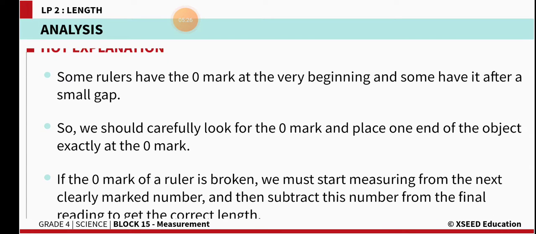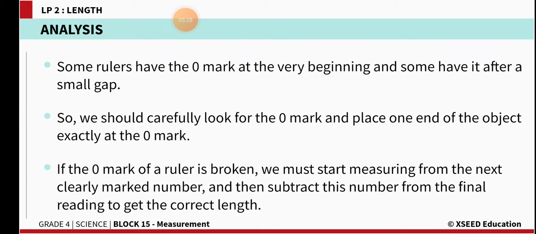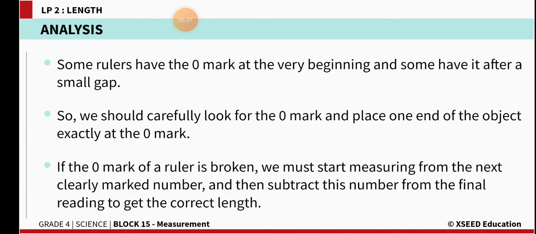Now what rules should we keep in mind while measuring the length using a ruler? Some rulers have the 0 mark at the very beginning and some have it after a small gap. So we should carefully look for the 0 mark and then place one end of the object exactly at the 0 mark. If the 0 mark of the ruler is broken, we must start measuring from the next clearly marked number and then subtract this number from the final reading to get the correct length. So the ruler which you are using, you have to start from the 0.